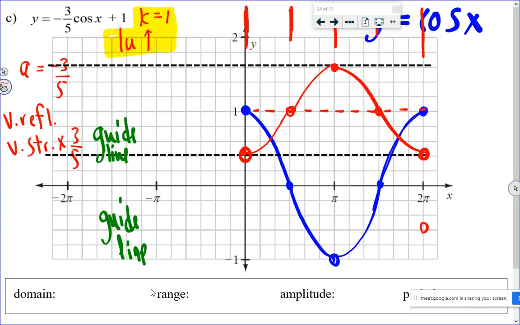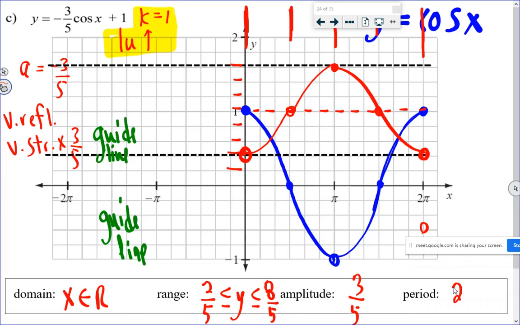Well, the domain is x is any real number. The range now, the minimum is 2/5, which is less than or equal to y, which is less than or equal to 1, 2, 3, 4, 5, 6, 7, 8/5. The amplitude is 3/5, and the period is 2 pi.